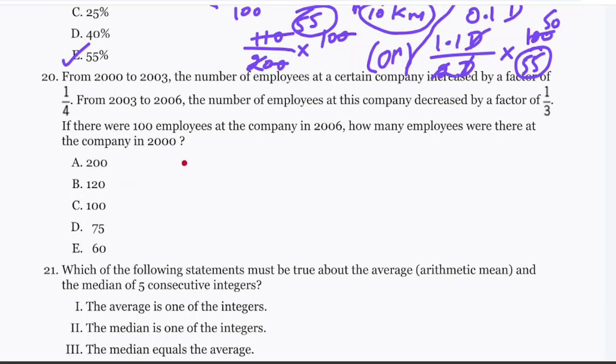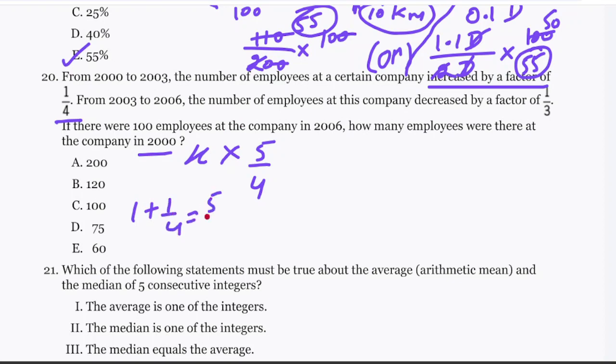Let's say it was X in beginning in 2000. Now it increased by a factor of 1 by 4. That means it multiplied by 5 by 4. Why 5 by 4? Because it increased. So 1 into 1 is same. 1 plus 1 by 4. और ये 5/4 कहाँ से आया? यहाँ से. अच्छा, ठीक है. This is for 100% and the next 1 by 4 because increased. So 1 plus 1 by 4, 5 by 4 हो गया.